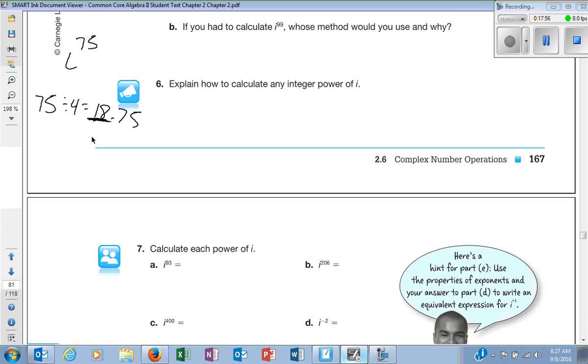Are you with me? I would then hit my calculator: 4 times 18, which is 72. 75 minus 72 is the 3 where I get my remainder from. Because I know we don't know how to figure that kind of thing, that would probably throw us off. You with me? So that's how you could do it using a calculator.